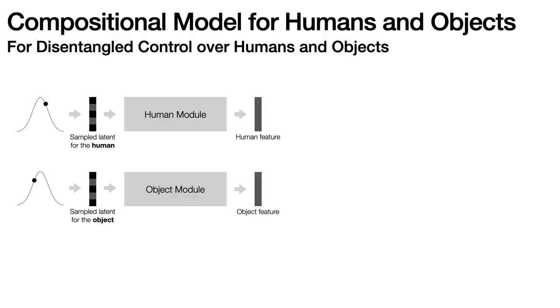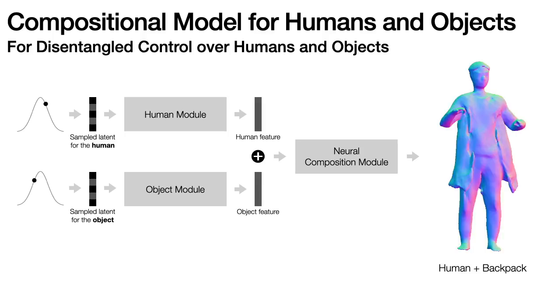Using the sampled latent for the human as input, our generative human model produces a human feature vector. Likewise, using the sampled latent for the object as input, our generative object model produces an object feature vector. With the aggregated feature vector of the human and object, our neural composition model produces the final composition output of humans with objects.